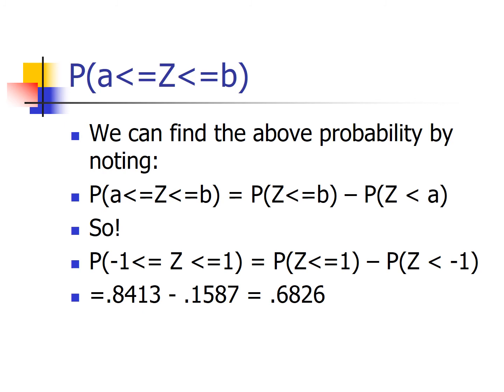And so the last situation that we need to worry about is this. We know now how to do the probability z is less than some number. We know how to do the probability that z is more than some number. The third possibility is what's the probability that z is between two numbers.